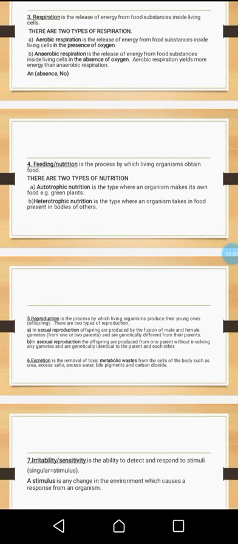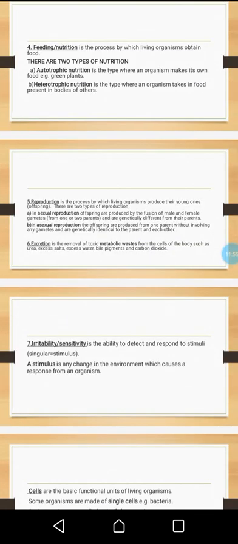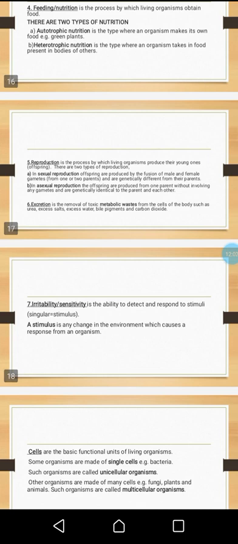Number 4, feeding, which is termed nutrition. This is the process by which living organisms obtain food. So there are two types of nutrition. We have autotrophic nutrition. This is the type where an organism makes its own food, for example green plants. So you should be able to define and give an example.